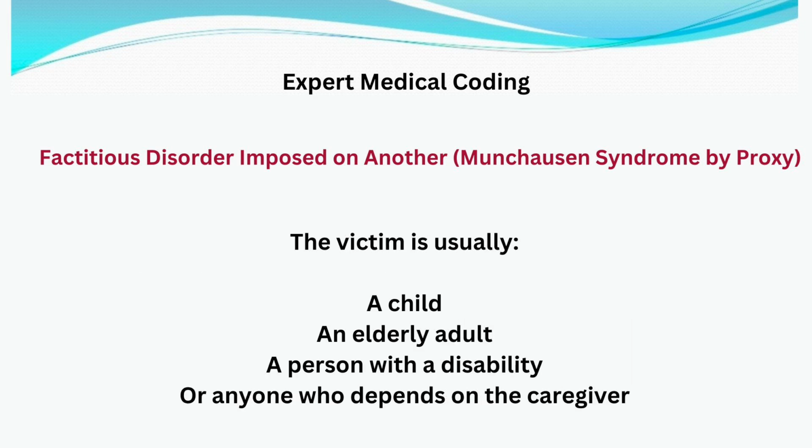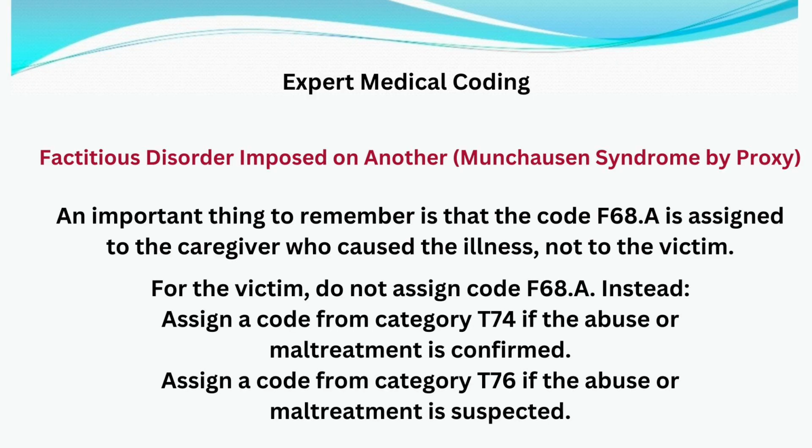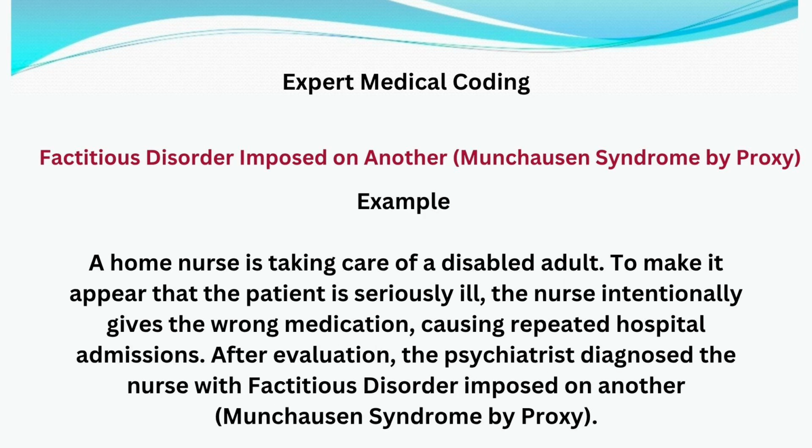The victim is usually a child, an elderly adult, a person with a disability, or anyone who depends on the caregiver. An important thing to remember is that the code F68.A is assigned to the caregiver who caused the illness, not the victim. For the victim, do not assign code F68.A. Instead, assign a code from category T74 if the abuse or maltreatment is confirmed. Assign a code from category T76 if the abuse or maltreatment is suspected. Let's see an example on this.